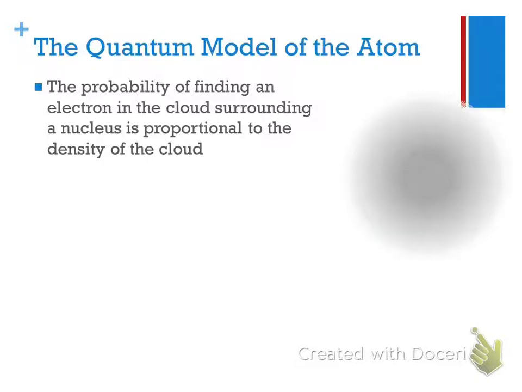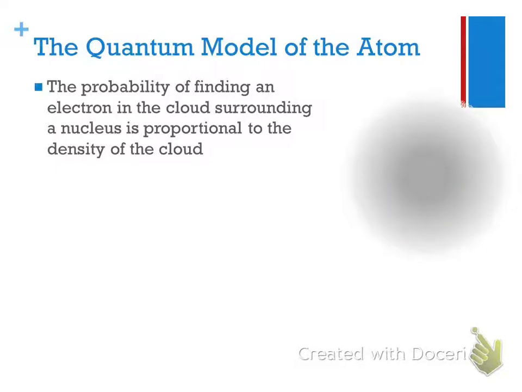It's basically an electron cloud. This is a different model of the atom. This is an indication as to where these electrons may be located, and it generally looks like this electron cloud. The quantum model tells us the probability of finding an electron in the cloud surrounding a nucleus is proportional to the density of the cloud. Essentially, the darker the cloud, the more likely we are to find an electron in that region. Does that make sense? We are less likely to find an electron floating out here than we are to find an electron floating in toward the nucleus.